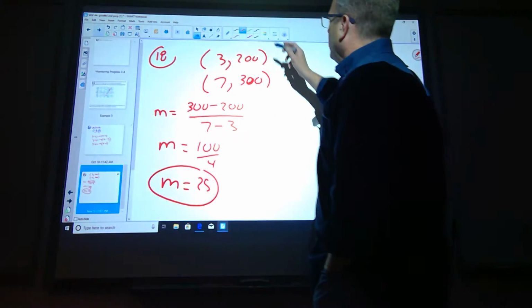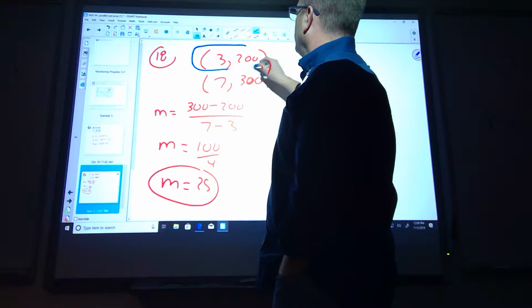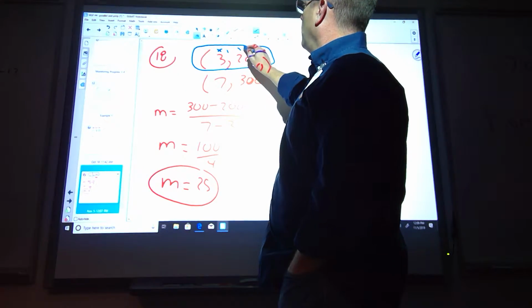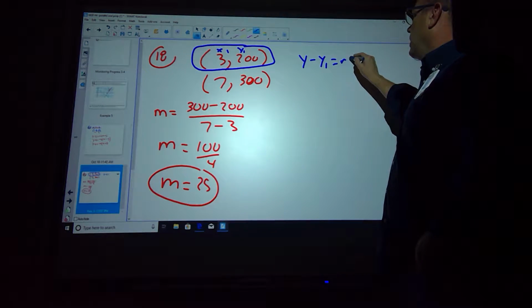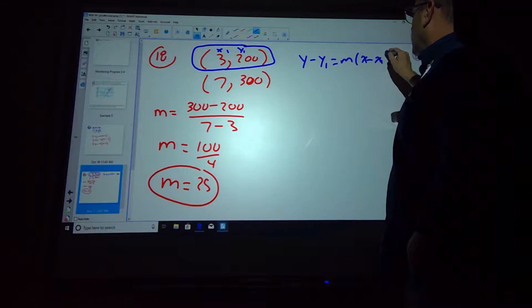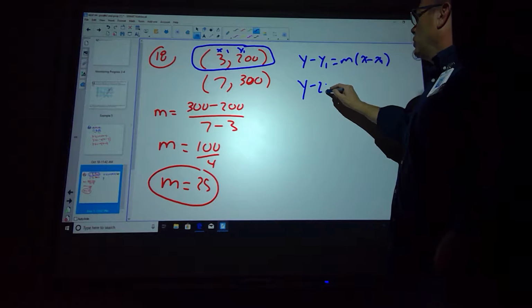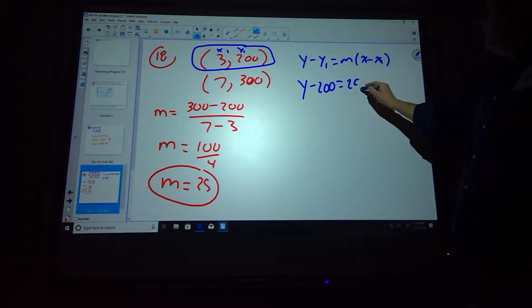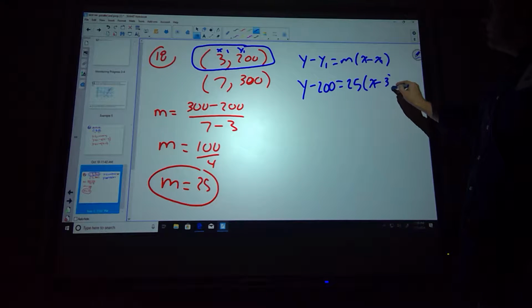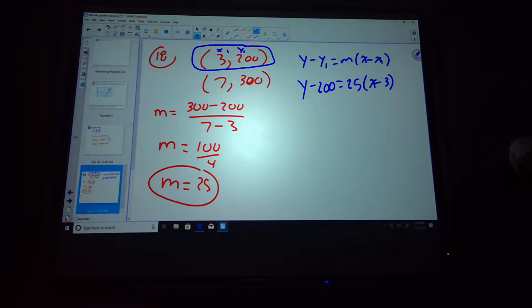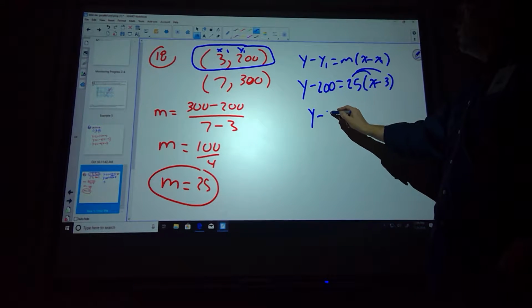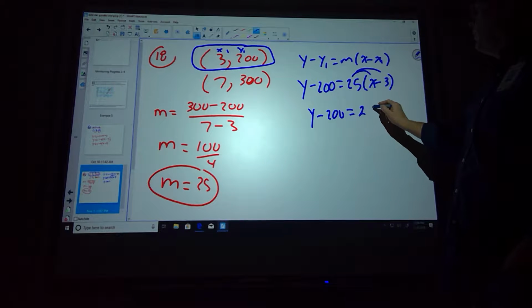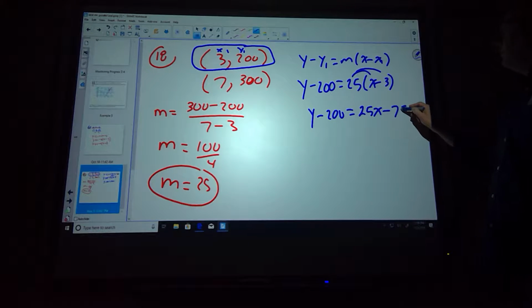So let's pick one of these points. It doesn't matter which one, so I'll pick this one, and I'll call this x1 and y1. So I'm going to go y minus y1 equals m times x minus x1. So y minus 200 equals 25 times x minus 3. They want this in function form, so I need to solve to get y by itself. So I get y minus 200 equals 25x minus 75. Is that okay so far?